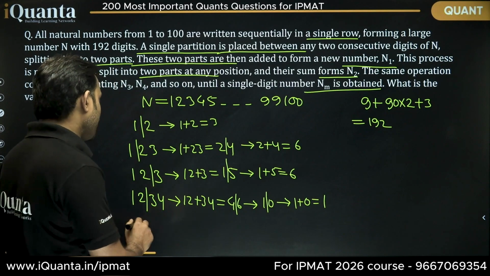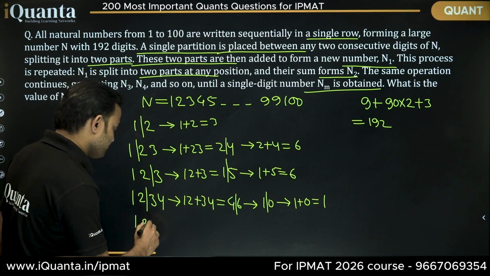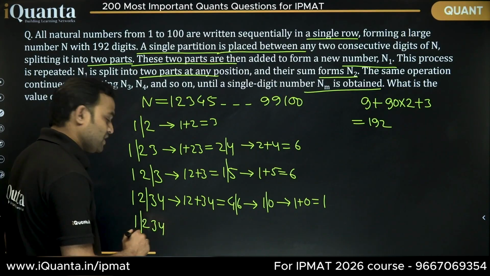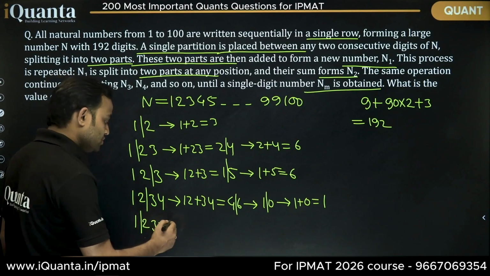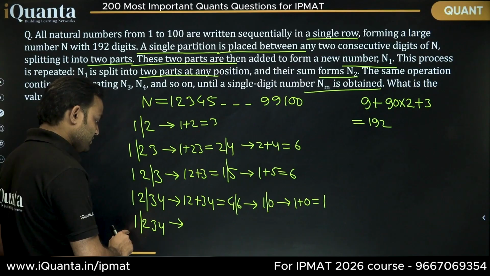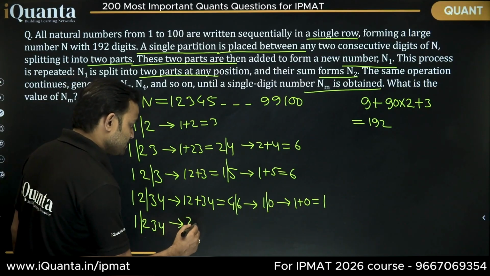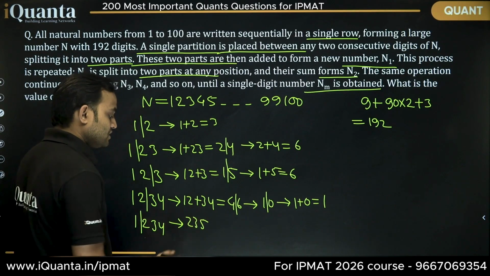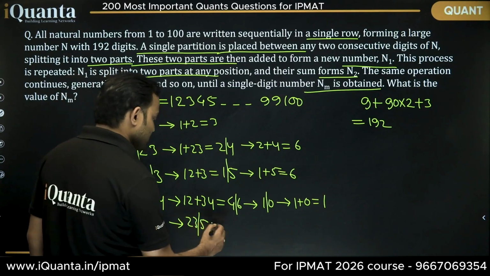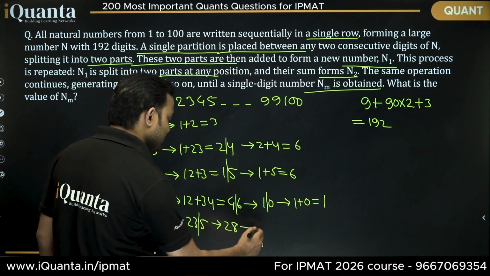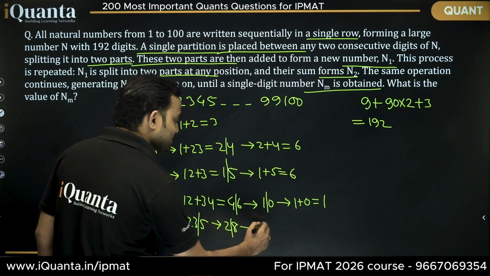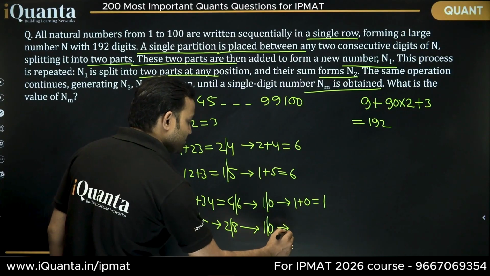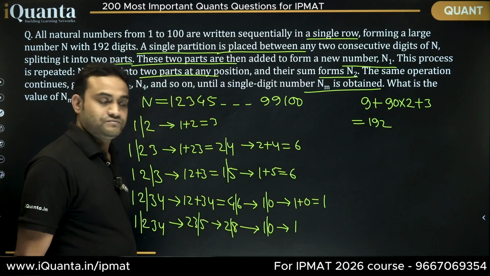Now what if, instead of between 2 and 3, I put a partition between 1 and 2? Then the sum of these two numbers will be 1 plus 234, which is equal to 235. Now let's put the partition here. Then we are getting 28. Then again put the partition here. 2 plus 8 will become 10. And again put a partition here. The sum will be 1.